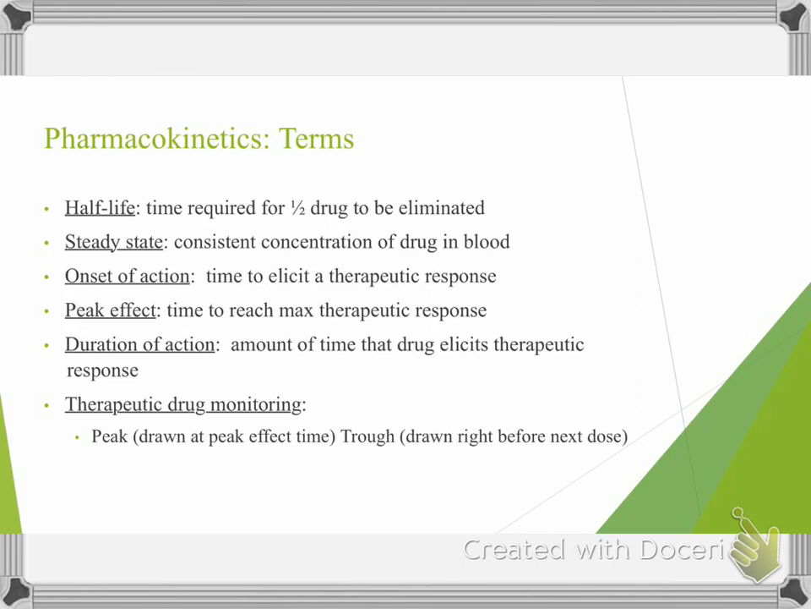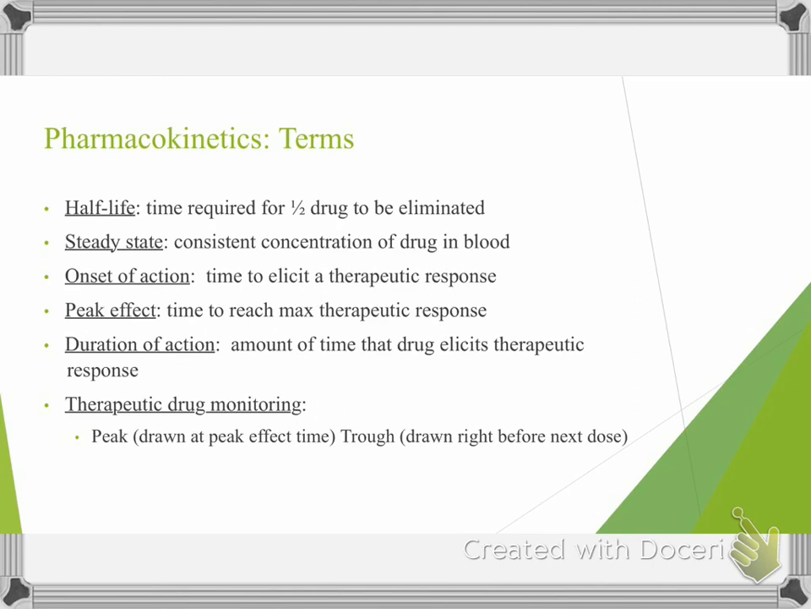Some terms. Pharmacokinetics is what the body does to the drug. Half-life is the time required for half the drug to be eliminated. It takes about 5 half-lives to get out of the system. So say you have a half-life of 2 hours. In 2 hours, 50% of the drug is out of the system.